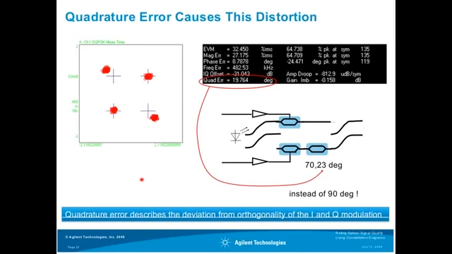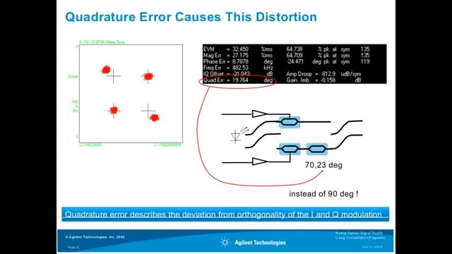So if we have a look at the scalar analysis tools from this instrument, for example, again, here is our distorted constellation diagram, and here is the corresponding analysis that is provided. And we can see here that we have a quadrature error of close to 20 degrees. So this means, in fact, that our phase shift is not 90 degrees as it should be, but it is only about 70 degrees of phase shift. So this is the reason for this distortion.